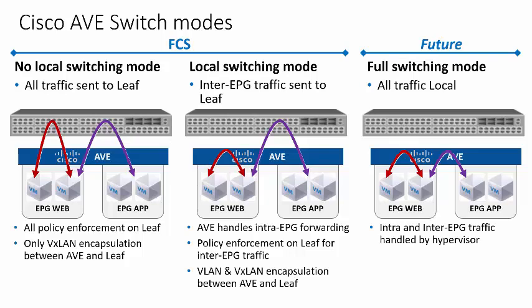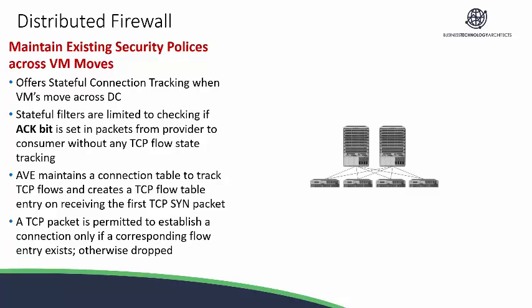And here are the switch modes. So currently, this is what's available. No local switching mode: all traffic is sent to the leaf. Local switching mode: inter-EPG traffic that enters the AVE is sent to the leaf. And then full switching mode is a future mode where intra- and inter-EPG traffic are handled by the hypervisor.